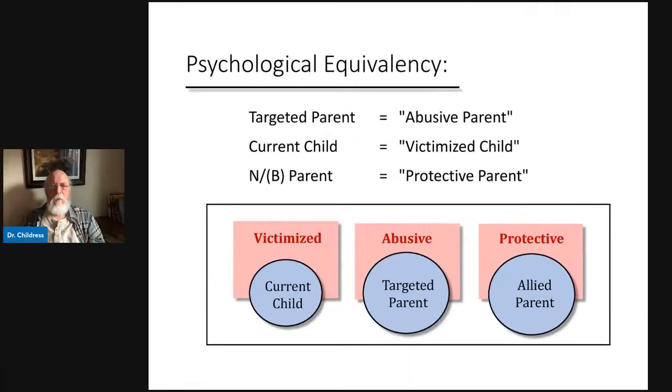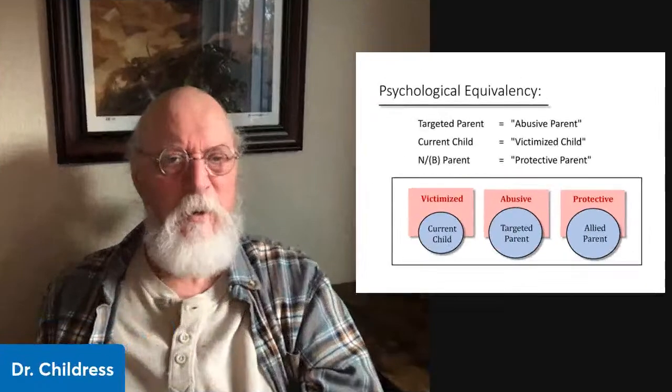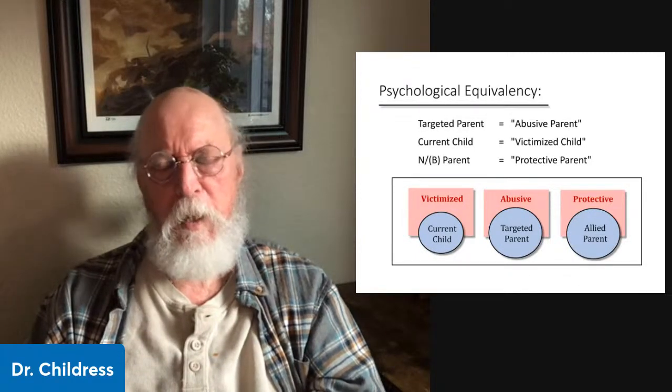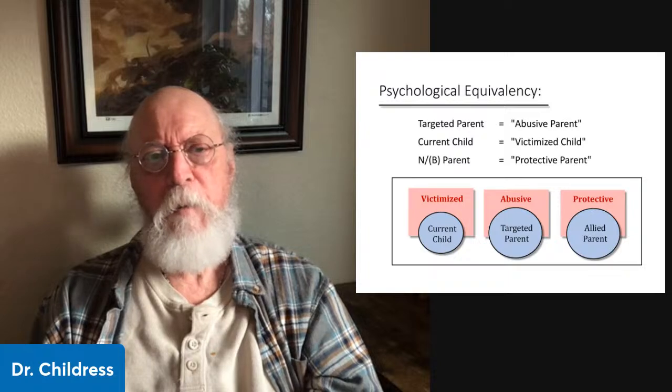So what happens in the psychological equivalency is that the targeted parent becomes the abusive parent, the current child becomes a victimized child, and the narcissistic borderline parent becomes the protective parent in this situation. Now, none of that's true, though. The targeted parent isn't abusive, the current child isn't victimized, and the narcissistic borderline parent isn't a protective parent. So that's the psychotic, out of touch with reality kind of situation.